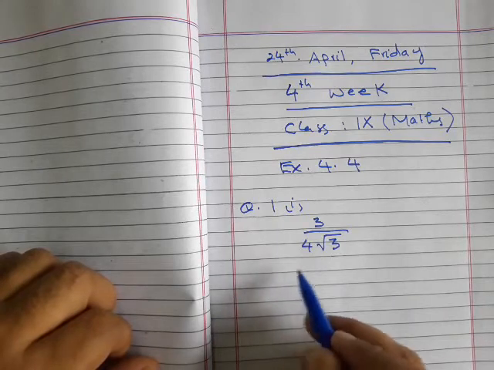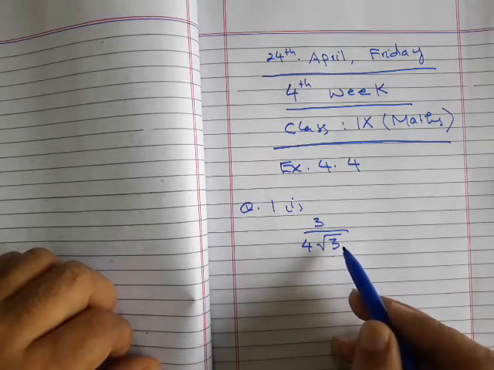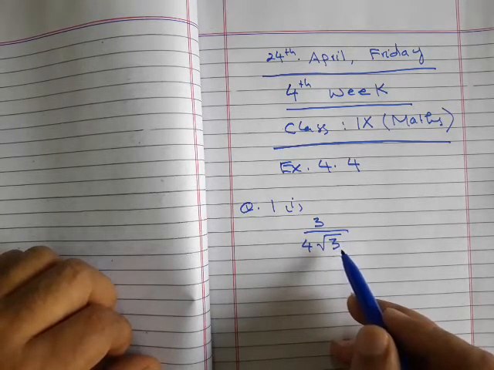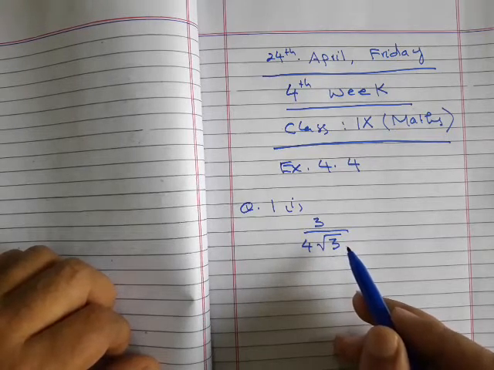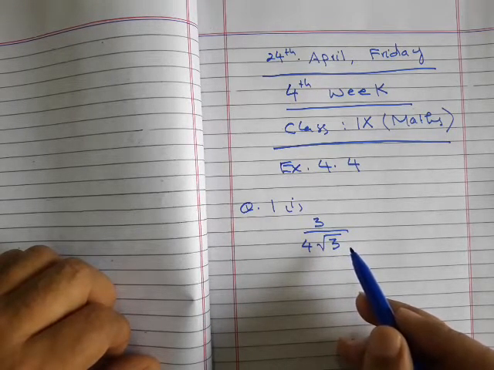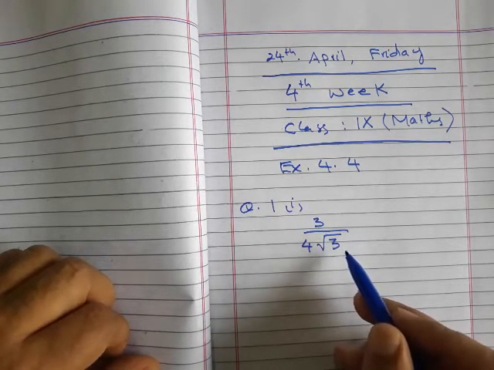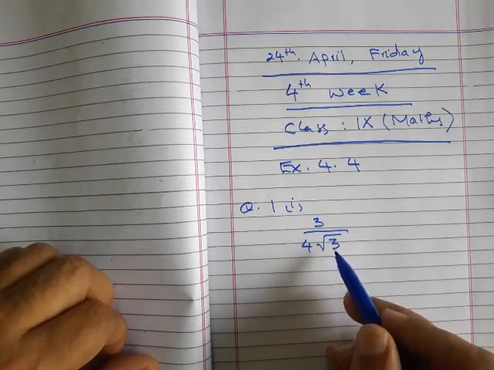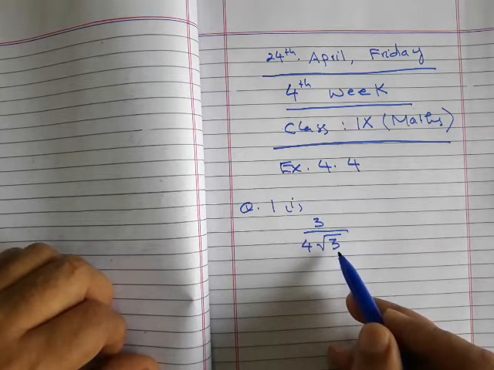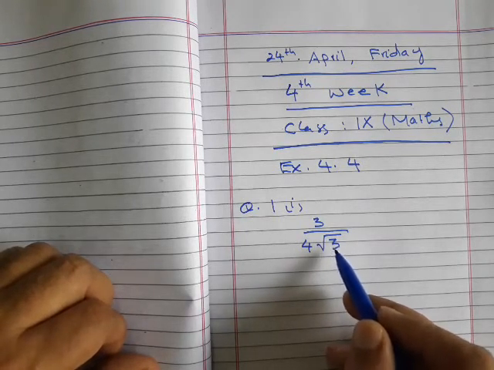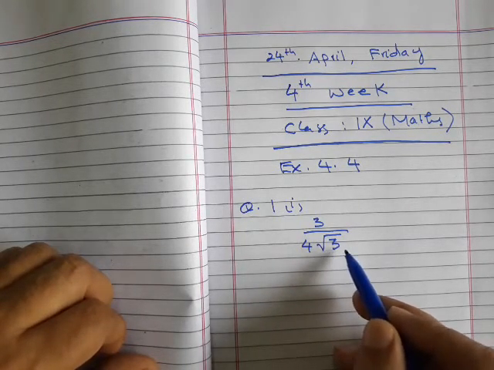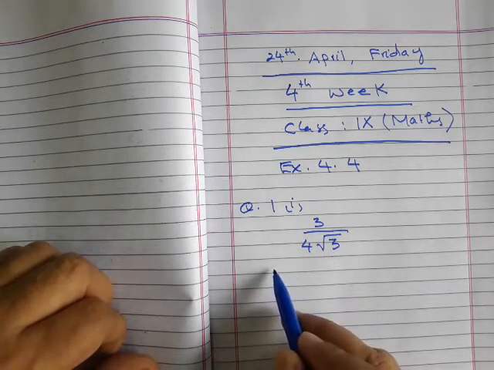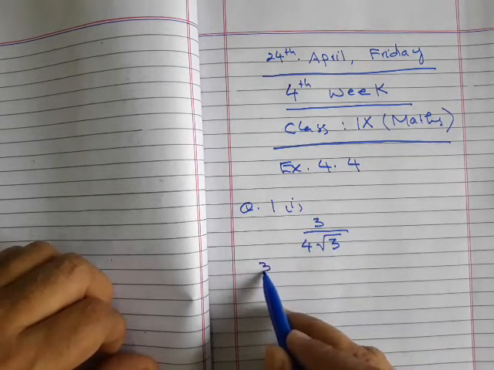It means we have to remove the radical sign from the denominator. Beta, rationalization means we have to remove the radical sign from the denominator. In the denominator there is radical 3. We have to remove it. Very simple method, beta. Write the question.